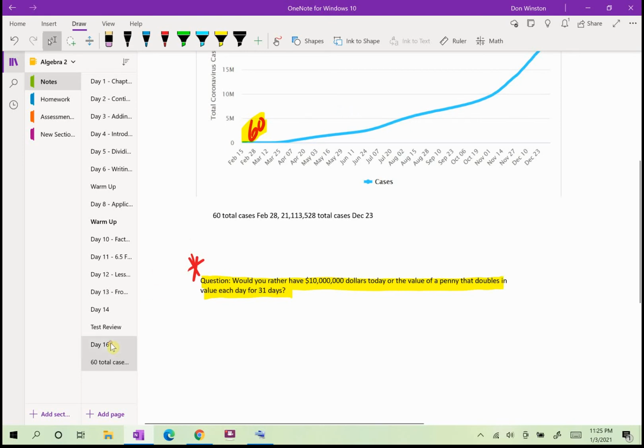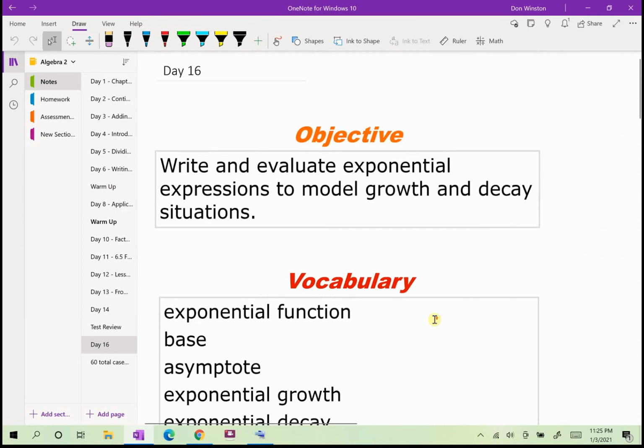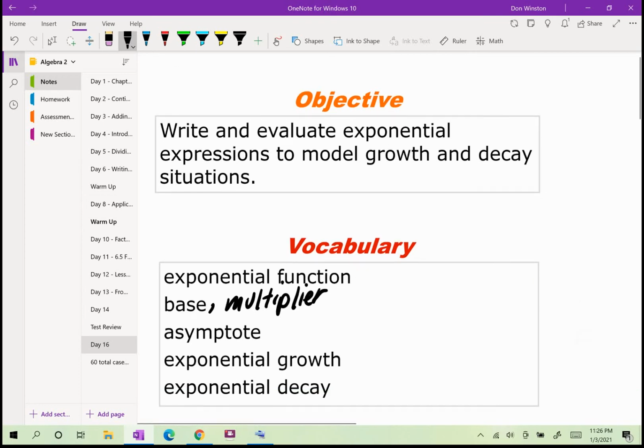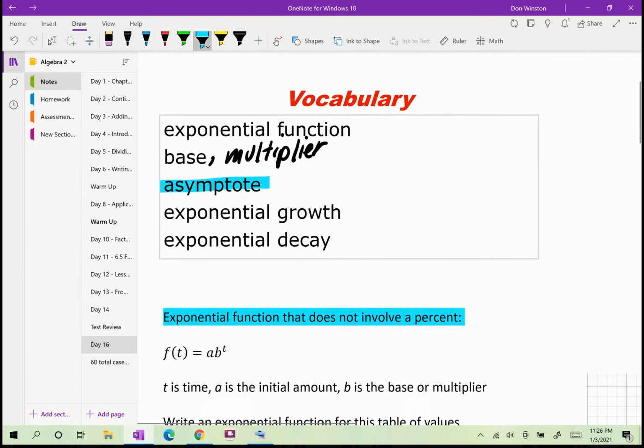So let's take a look at exponential functions. Our objective today is to write and evaluate exponential expressions to model growth and decay situations. Some vocab: exponential functions, base. I always like to say the base is a multiplier. You'll see why I say that. Big key word here, asymptote. We'll talk about asymptotes a lot in this chapter and future chapters. And then we'll take a look at exponential growth and exponential decay.